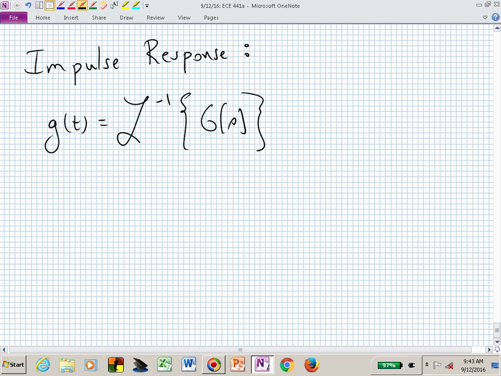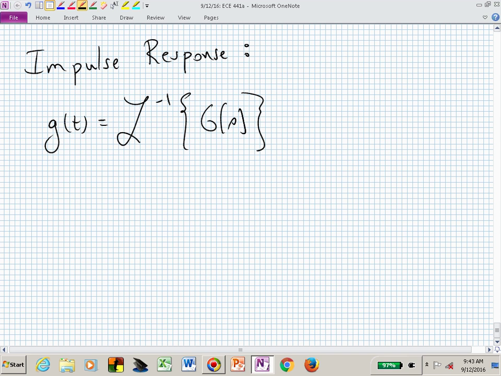The delta starts doing its sifting, remember? It's that sifting operation of the impulse. It now evaluates the argument at t equals 0, and you see that the Laplace transform of an impulse is 1.